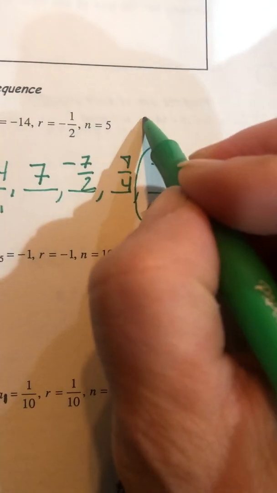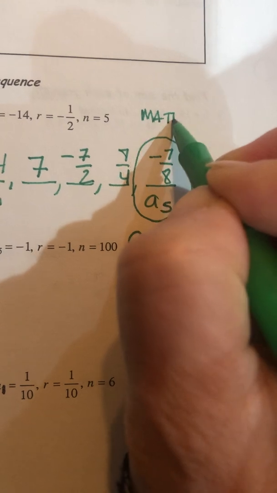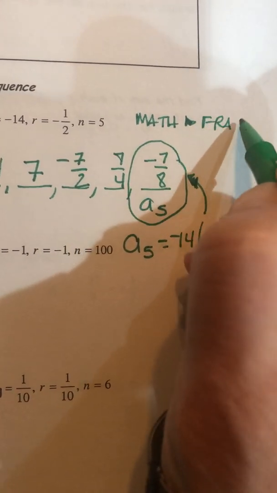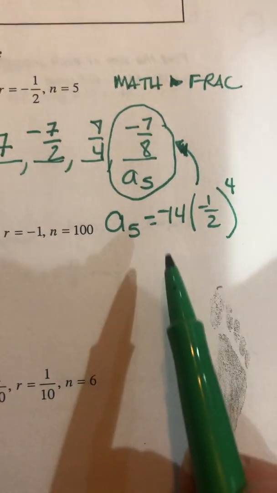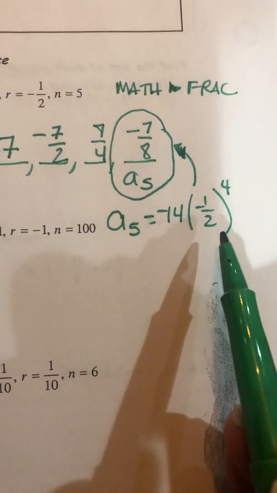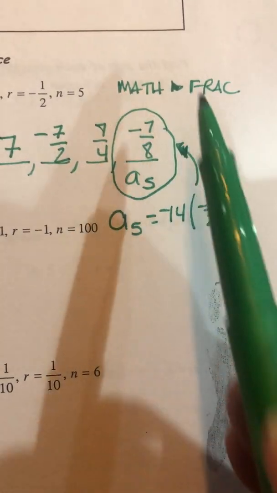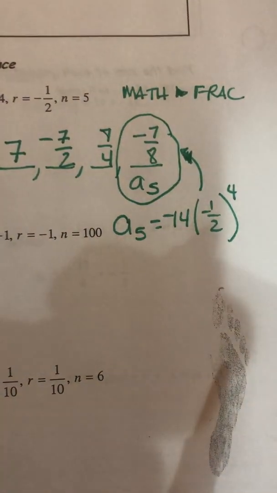Which, by the way, if your calculator gives you a decimal answer, you guys probably know this, you could do math, change to frac. So if I type that in my calculator and I get a decimal, we always prefer fraction answers. So you could do math, change to frac, and that would just change it to -7/8.